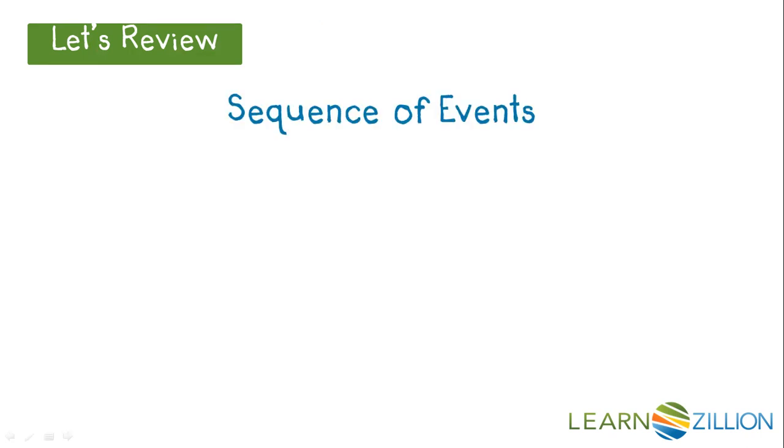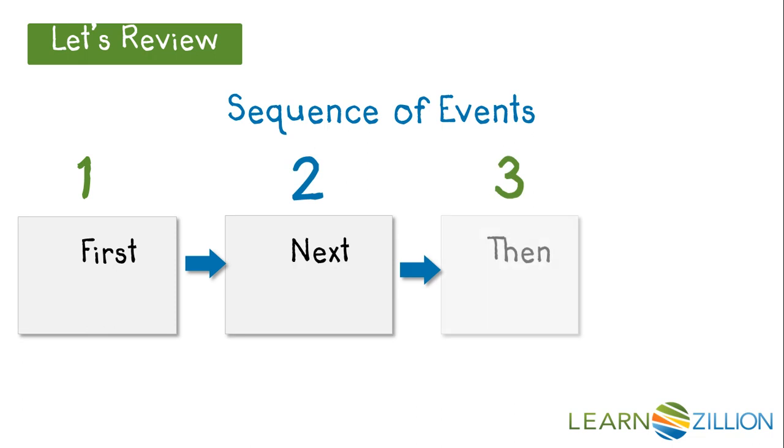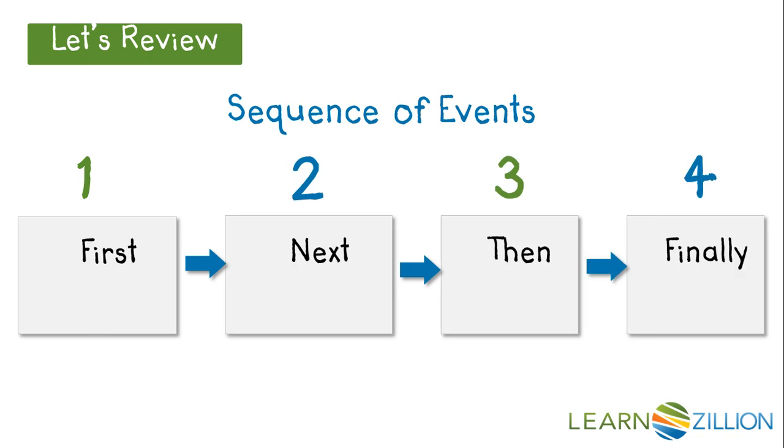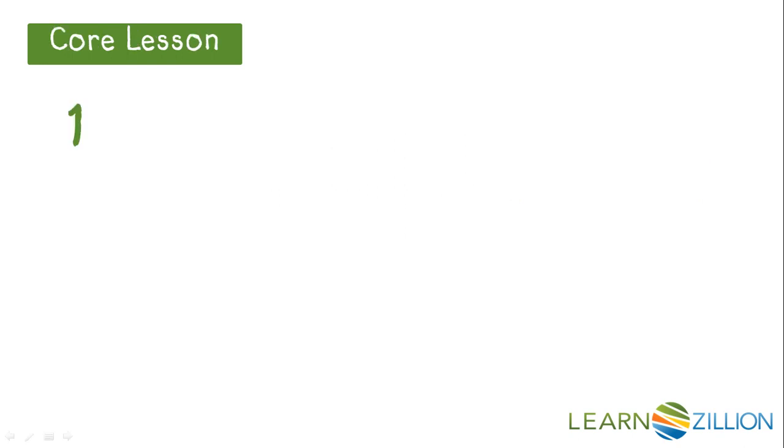Let's review sequence of events. We can write our story in the order that the events happen. We can use transitional words like first, next, then, and finally to help us manage our sequence of events in our story. Let's look at the steps we'll need to take to complete this lesson.